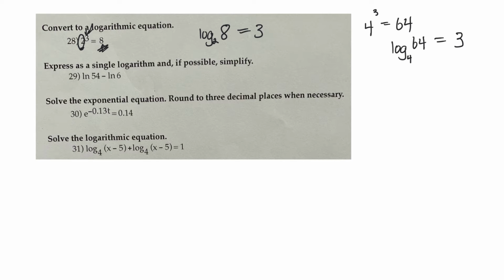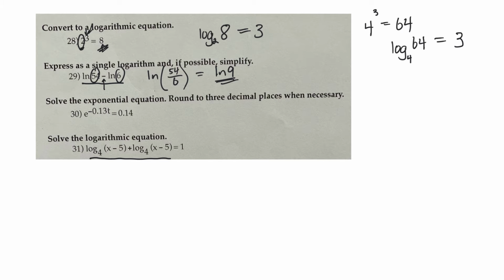Okay, then the next one, this is the quotient law, very similar to what you would have done to solve that one. So if I'm taking the difference of two logs, I can squish them together so it's just one log, but then it's the quotient of those two numbers. So it'd be 54 over 6. And then 54 divided by 6 is 9, I think. So it'd be ln of 9. And I'd probably just leave it like that.